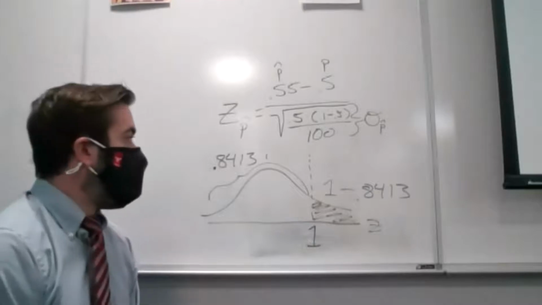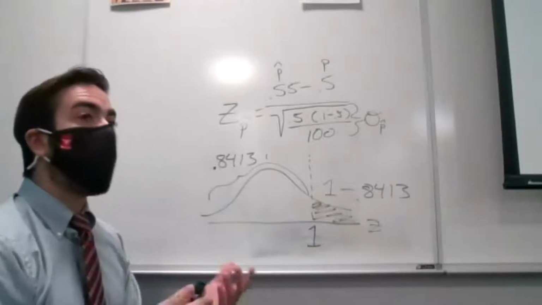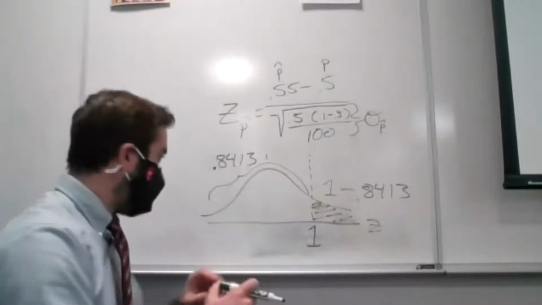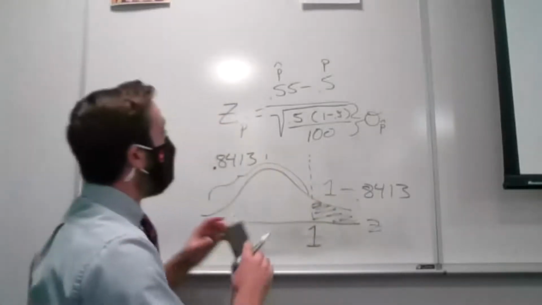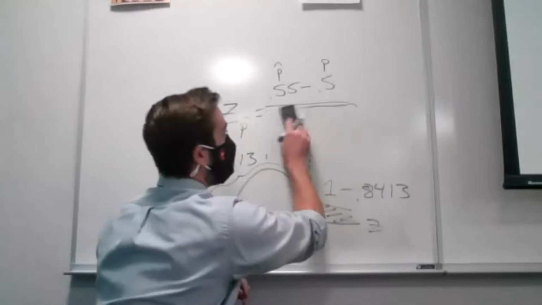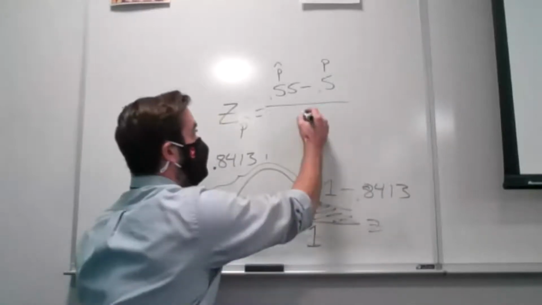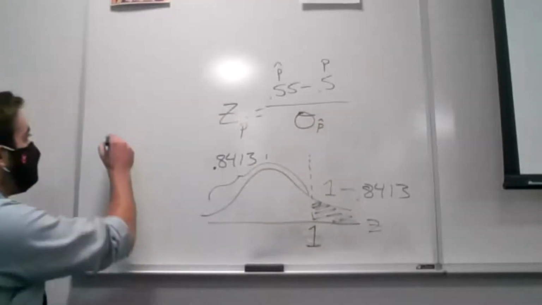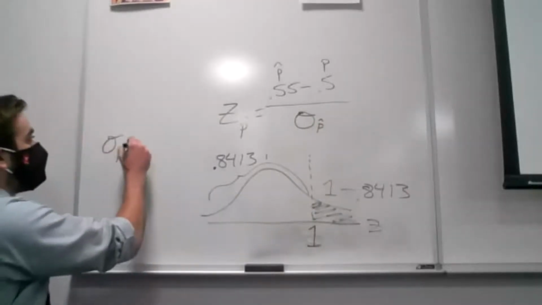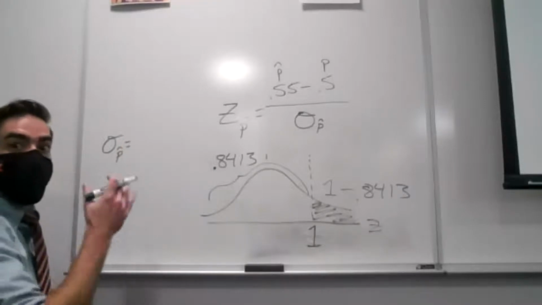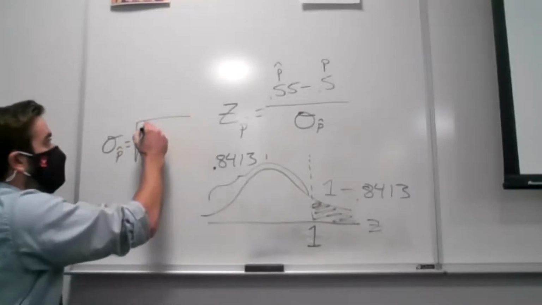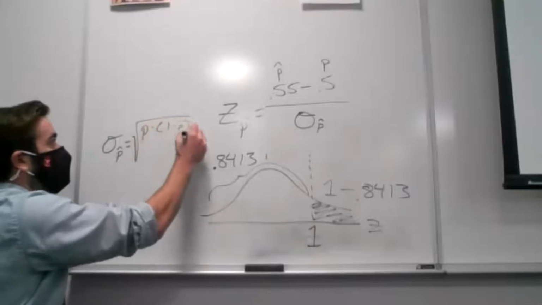So another way I could have done this, right... Another way I could have done this is if I know that denominator is just the standard deviation of my sample proportions, I could have found that first, where I know the equation for the standard deviation of my sample proportions is the square root of p times 1 minus p over n.